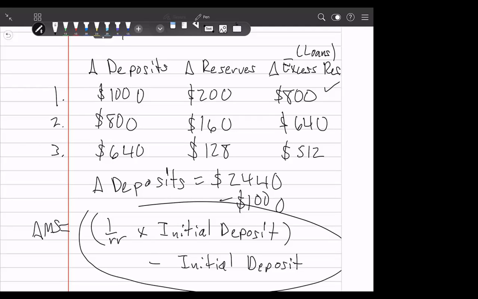The eventual change in the money supply in this case would be 1,000 over 0.2, so 5,000, minus 1,000, is 4,000.